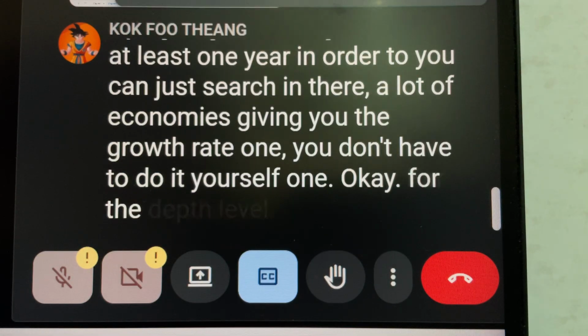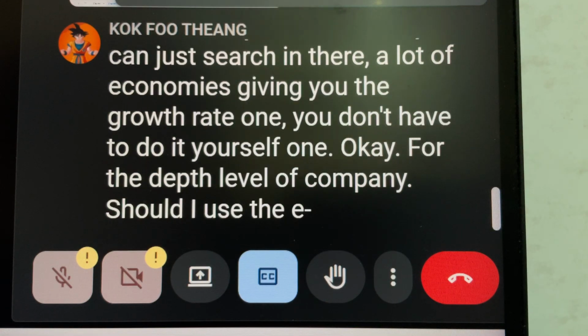For the debt level of the company, should I use the DE ratio, leverage, or ROA?